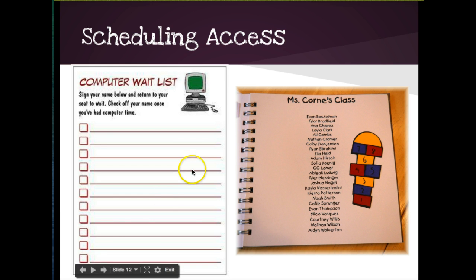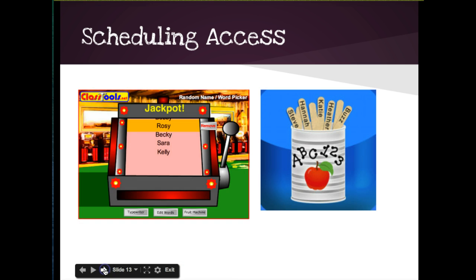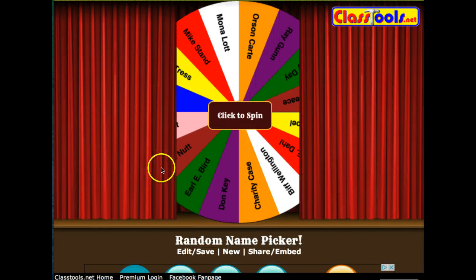Some more ideas. Having a waiting list so that students, if they need to use the computer for something, can write their name on it. Other ideas is just to put a class list, and students, as they come up and use it, can cross out their name, that they've already used it for the day. Just some different ideas. Also using something like this class random name picker on classtools.net.